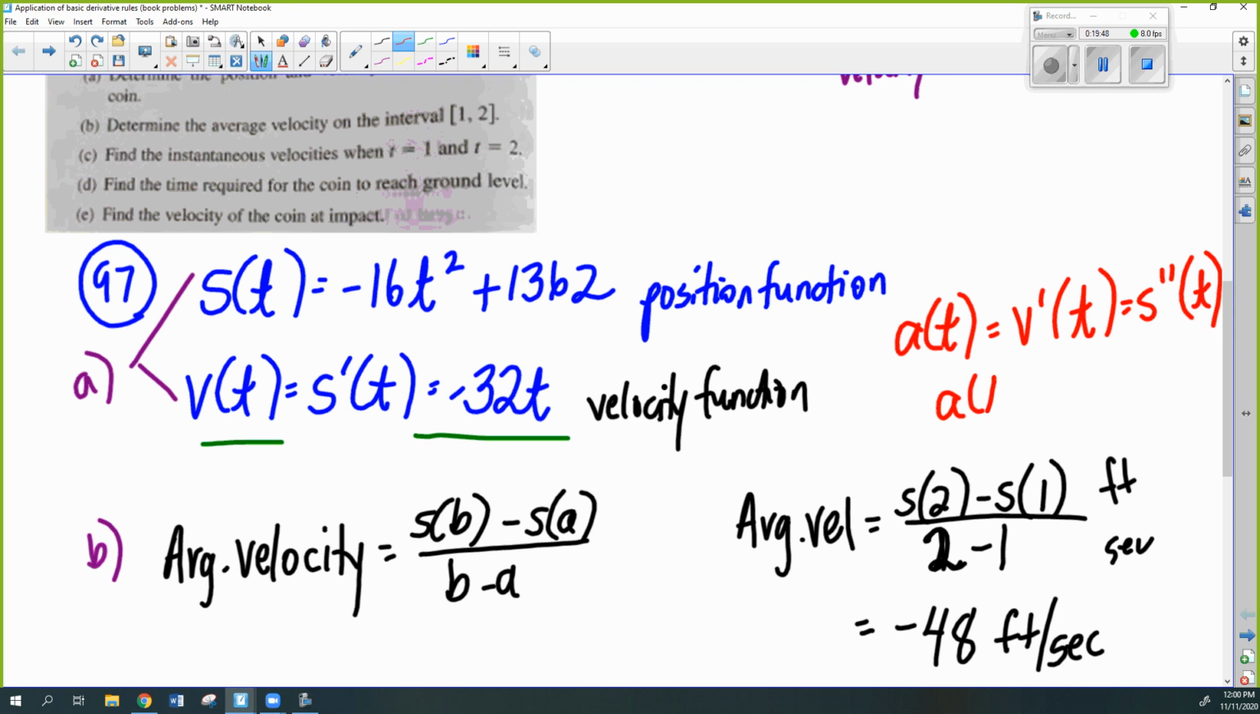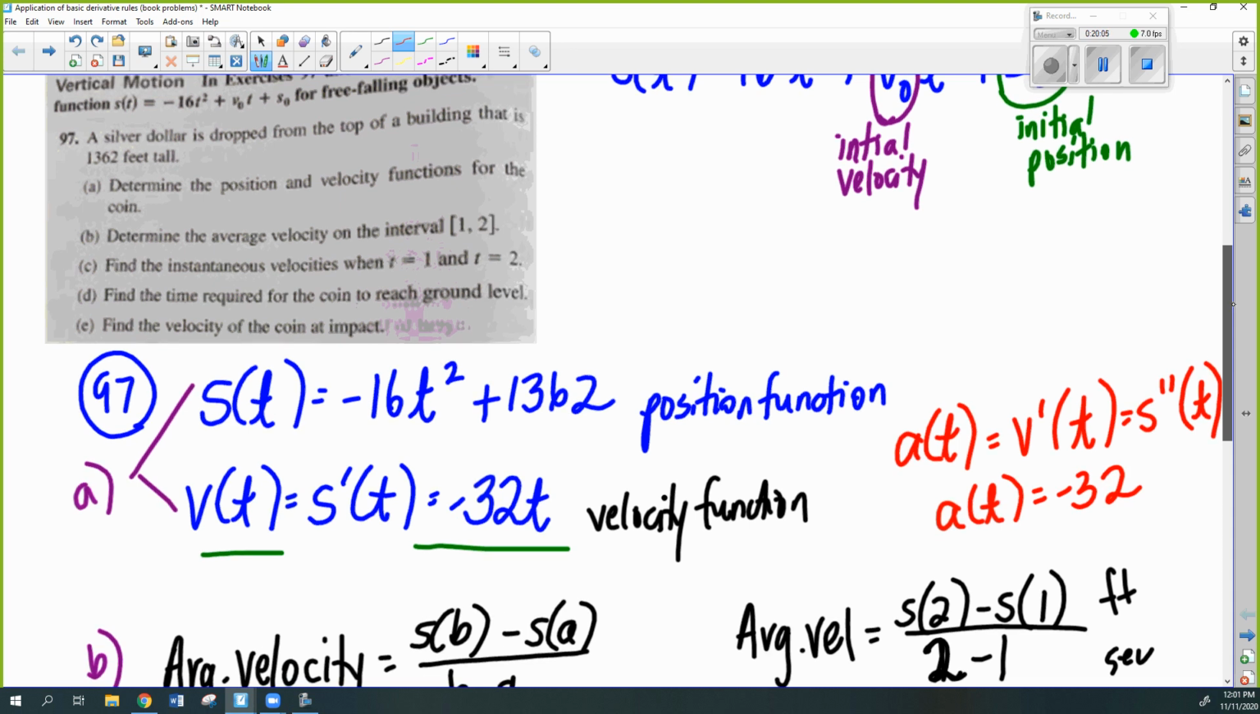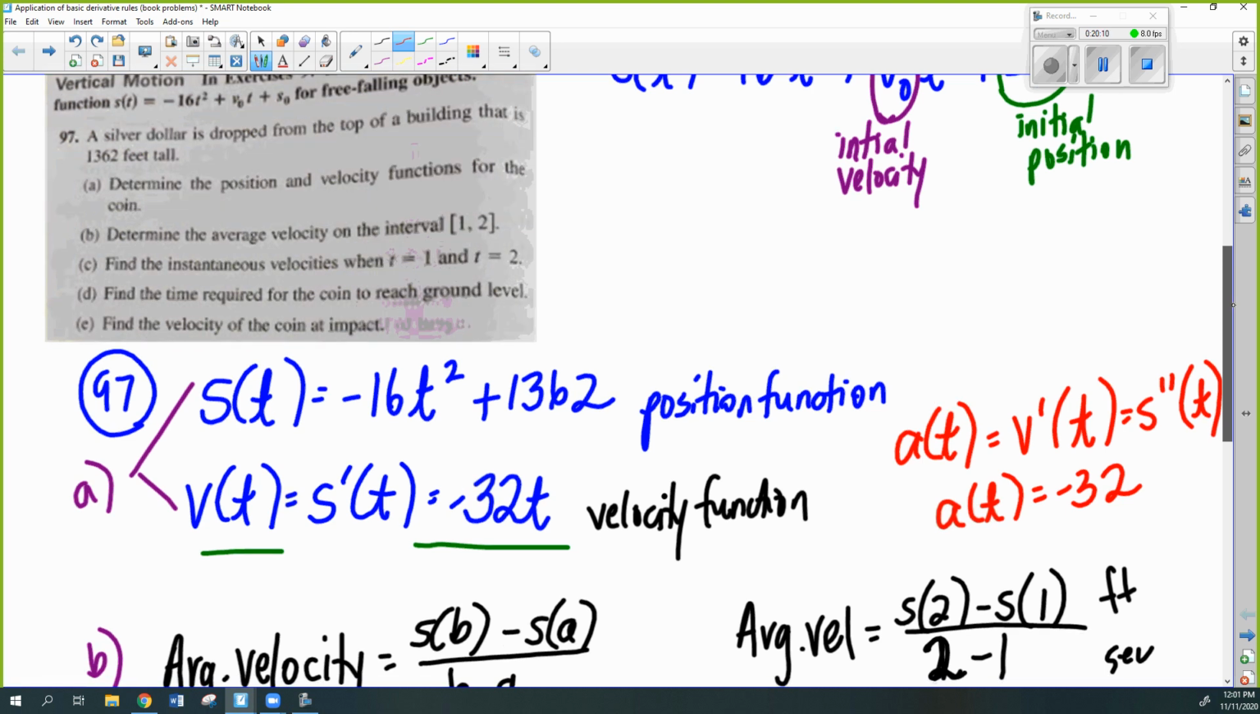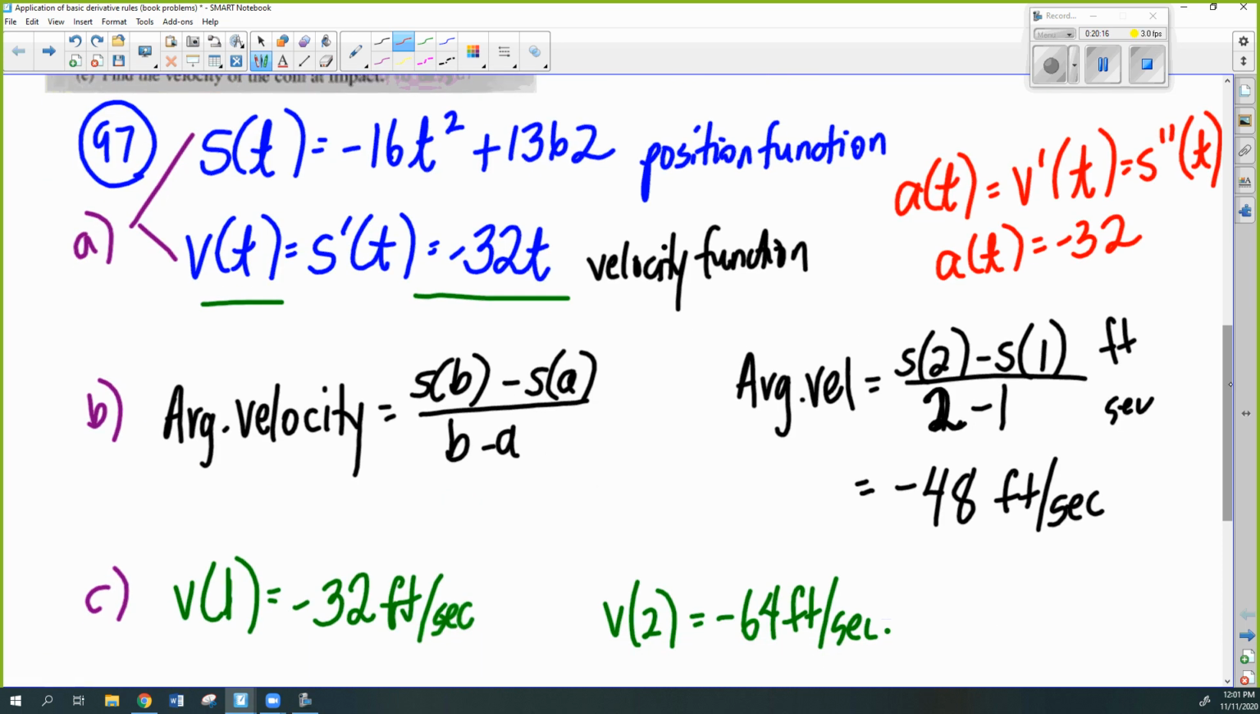So is that like the gravity? Yes. And so if you go back and look at what we talked about, why g was negative 32, it's because g is acceleration due to gravity. And so the acceleration of all free fall problems is negative 32. Okay? So make sure you add that into your notes. So if I asked you for what is the acceleration at time 2, what would it be? It'd still be negative 32, right? Okay?